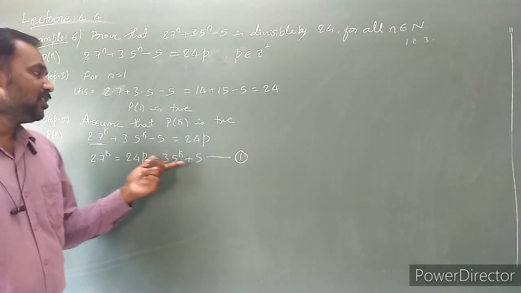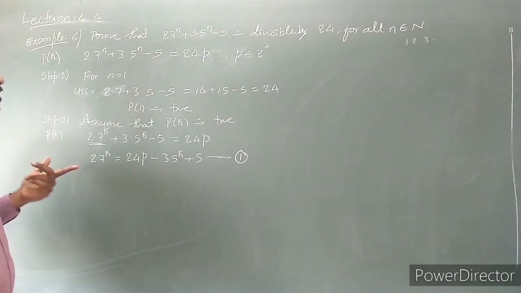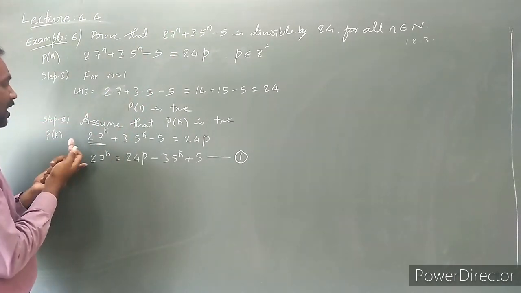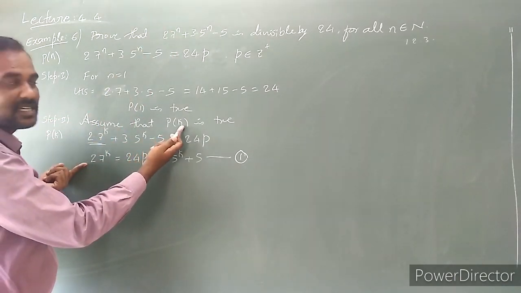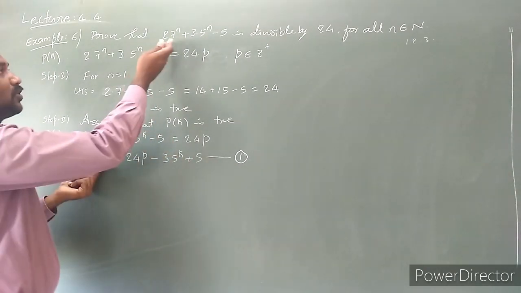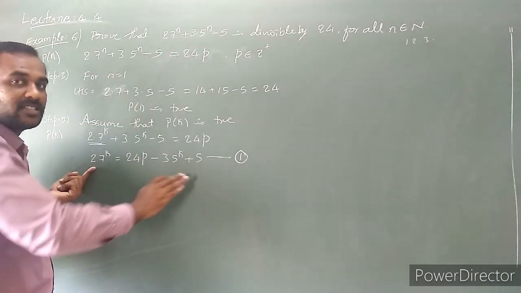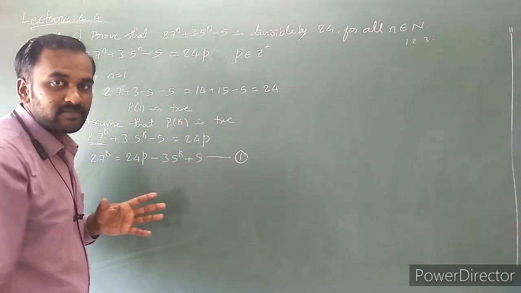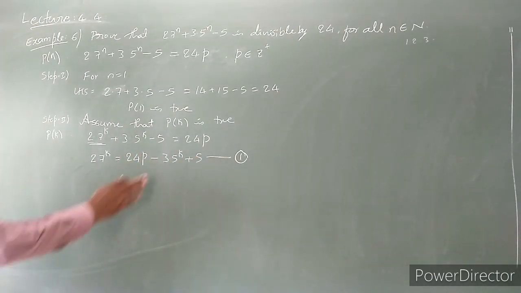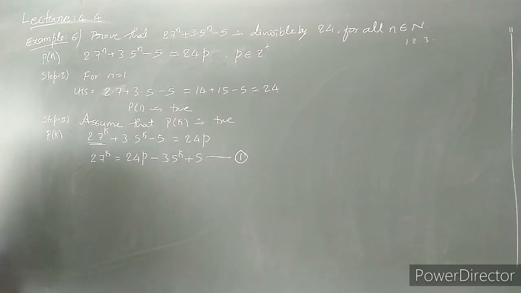Remember the hint. What is the hint? Whenever they give this type of equation or statement, take the first term value. What is the first term value? 2 into 7 power n. Here I am writing k in place of n. So the first term value 2 into 7 power k is equal to how much? Suppose 3 into 5 power n were the first term, then we would take 3 into 5 power k is equal to whatever. Whatever the first term is, that is equal. Remaining all the terms shift to the right hand side. Now, this is equation number 1. Why am I writing this? We will come to know in the third step.